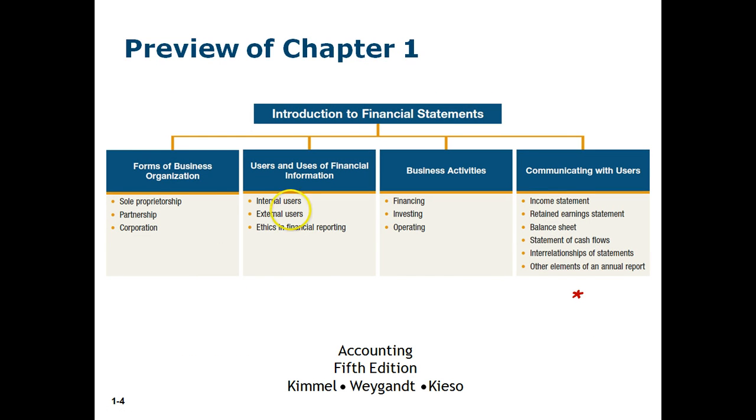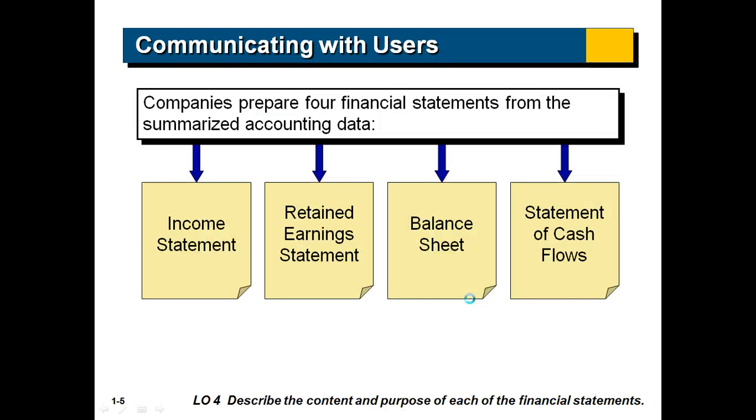And in the first video, we tended to have looked at the first three here: forms of business, uses and users of the financial statements, and business activities. In this video, we're going to look at the income statement, retained earnings statement, balance sheet, statement of cash flows, and the interrelationships. There'll be another short third video on other things in the annual report.